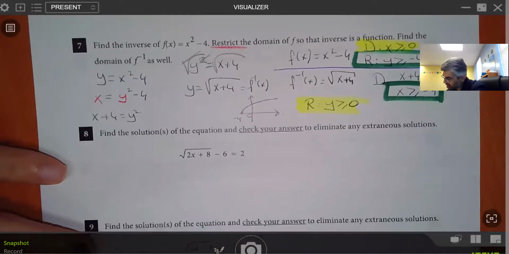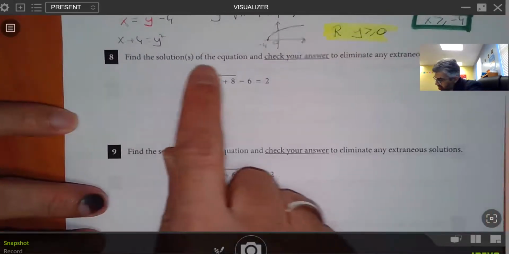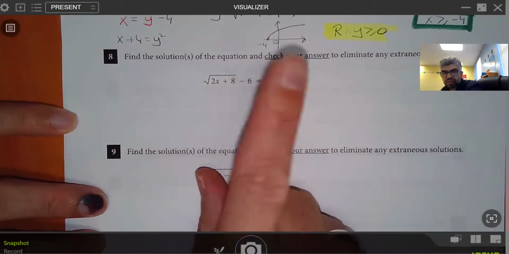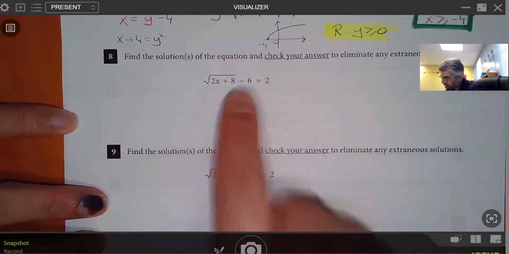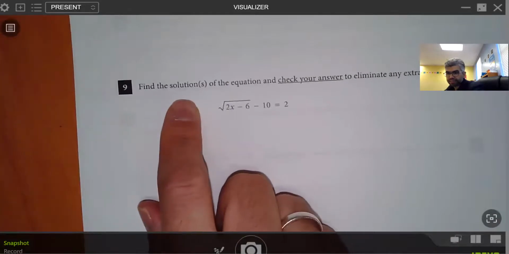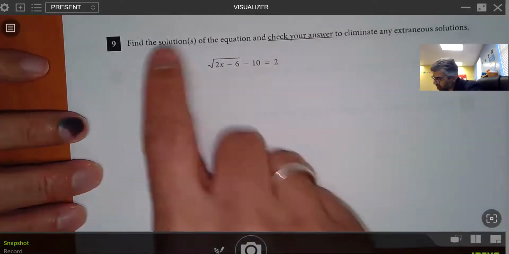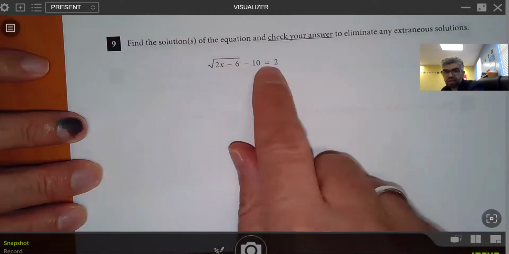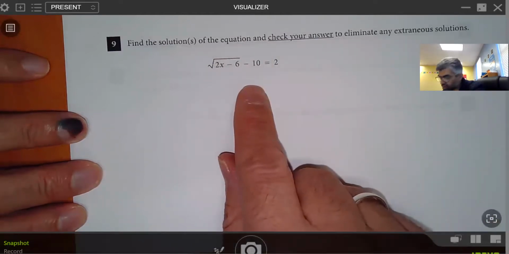Find the solutions of the equation and check your answers to eliminate any extraneous solution. We have solved this kind of question.